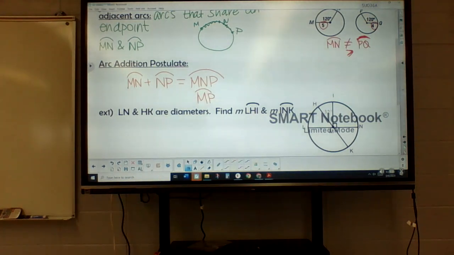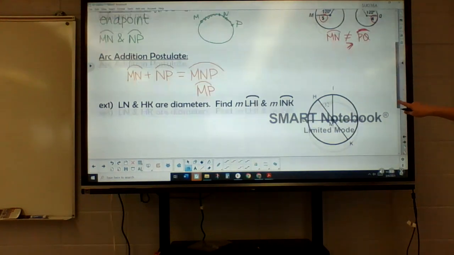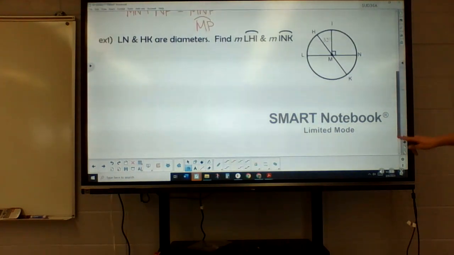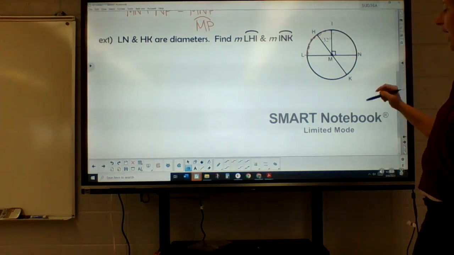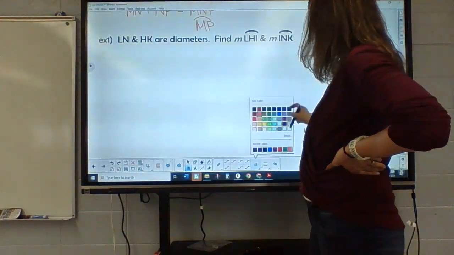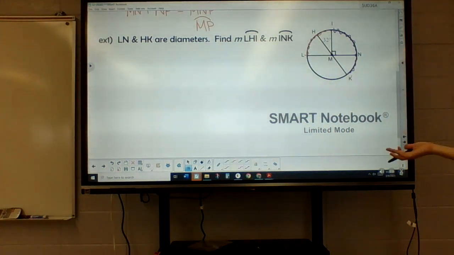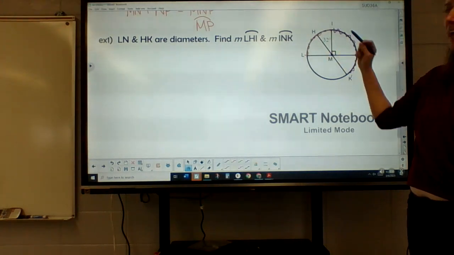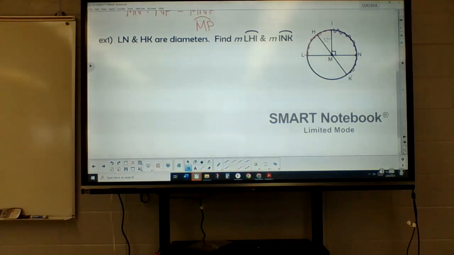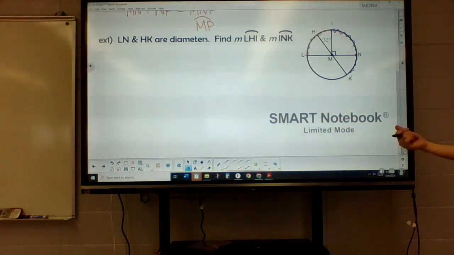So our example here, and then the rest of the time will be for you guys to get your homework done. Hopefully you should be able to figure out a lot of these. So it says LN and HK are diameters. Find the measure of arc LHI, so this, and then arc IK, which is this. So sometimes they use 3 letters when they maybe don't necessarily have to. LI would be assumed, but it kind of helps you to know it goes through H. So they tell me these are diameters. So that's telling me that they're straight, so that's 180 degrees.